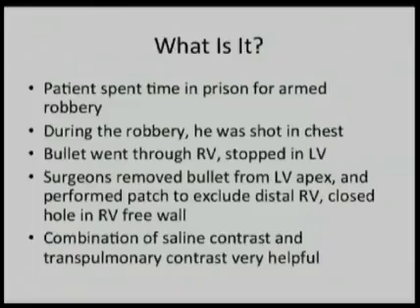Well, it turns out that this patient had spent time in prison for armed robbery, and during the robbery he was shot in the chest. The bullet went through the right ventricle and stopped in the LV, and the surgeon took it out from the LV apex and performed a patch to exclude the distal RV and closed the hole in the RV free wall. So this is a post-surgical anomaly that gives a very strange echo appearance, and the patient really didn't know any of this, but the combination of saline contrast and transpulmonary contrast was very helpful in figuring it out.